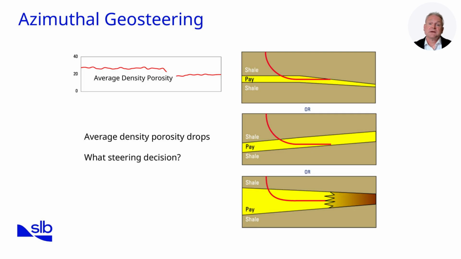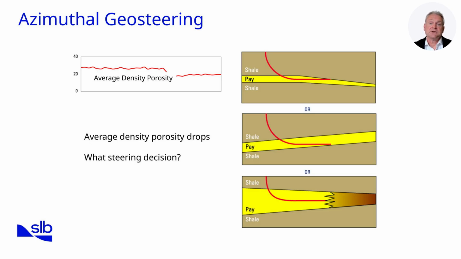Azimuthal geosteering uses directional logging tools to measure formation properties around the full 360-degree circumference of the borehole. This allows us to see how the well is positioned relative to geological features, such as bedding planes or boundaries. In this example, the average density porosity is shown dropping. This change in porosity is an indicator that the well is moving relative to the target zone.